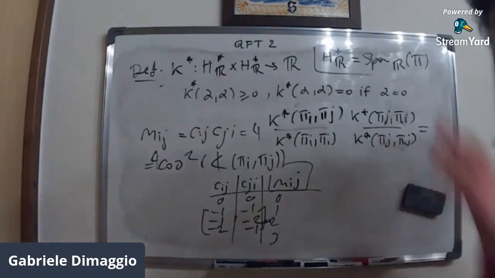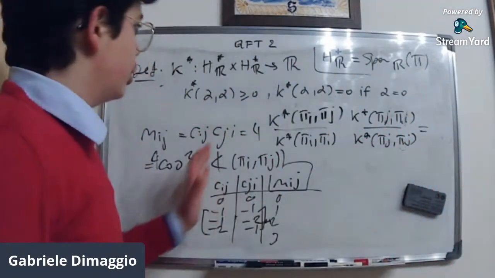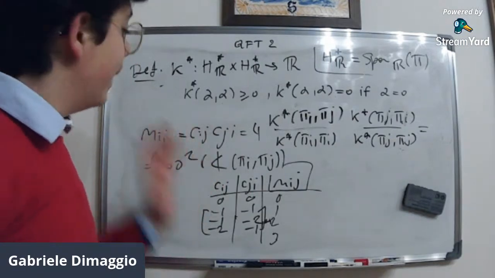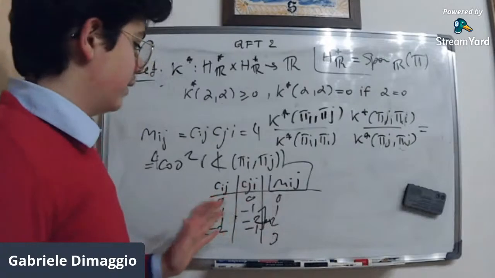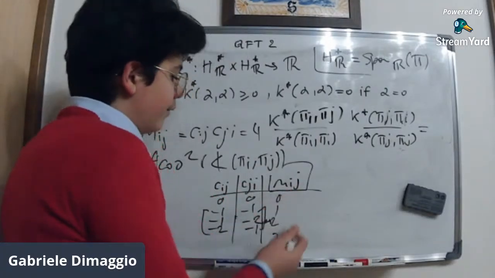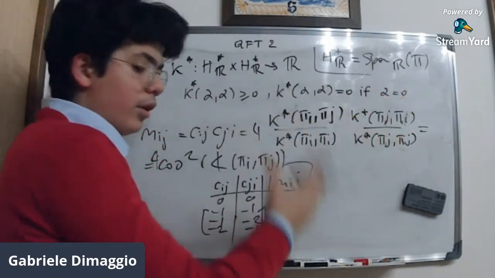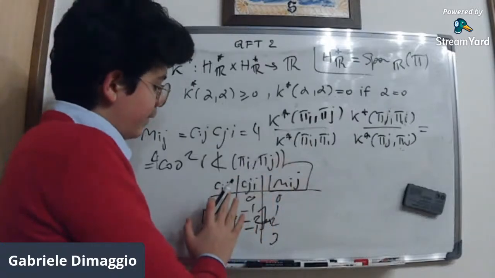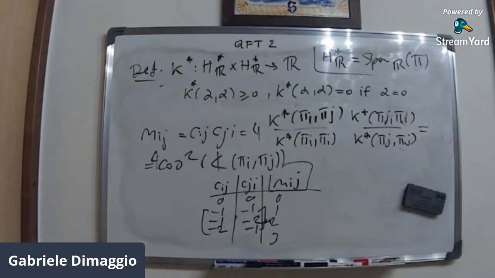Now, to finish this video, we can talk about the Dynkin diagram. So this is the definition of the Cartan matrix. This is the definition of this matrix N_ij, and these are the values that the matrix can have, for example 0, 1, 2, 3, and so on. Of course, they depend on the values that the Cartan matrix assumes.